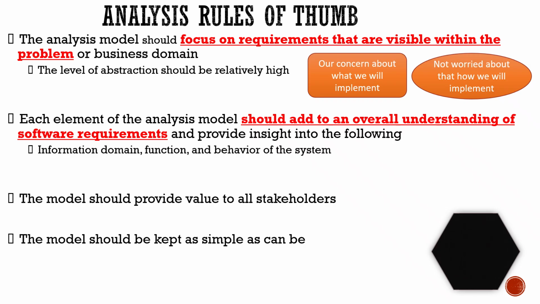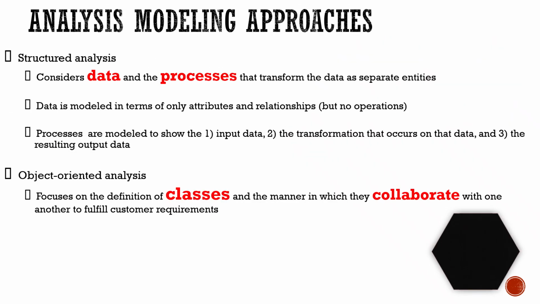Analysis rule of thumb. The analysis model should focus on requirements that are visible within the problem or business domain. The level of abstraction should be relatively high. We are more concerned about what we will implement, not how we will implement it. Each element of the analysis model should add to an overall understanding of software requirements and provide insight into the information domain, function, and behavior of the system. The model should provide value to all stakeholders. The model should be kept as simple as it can be.